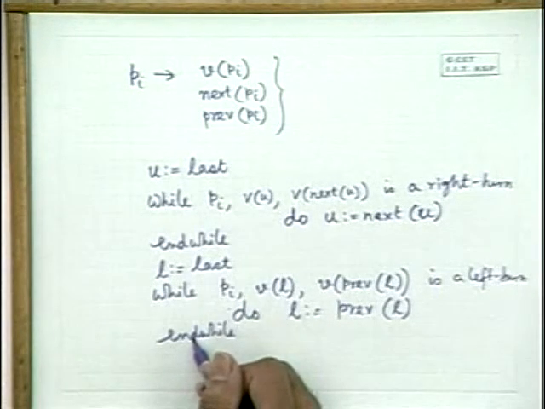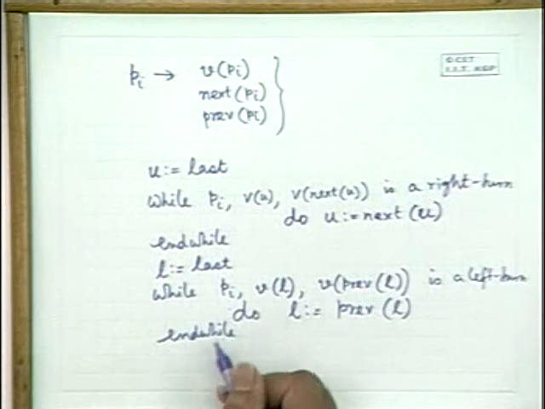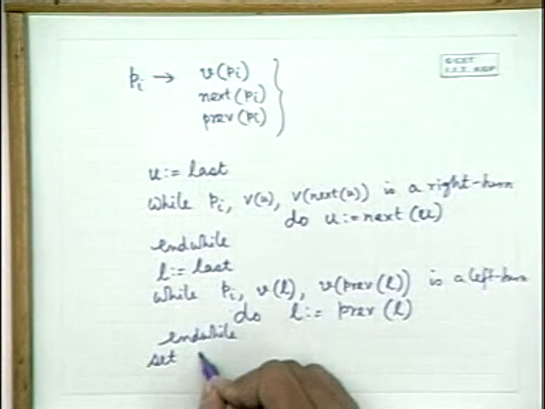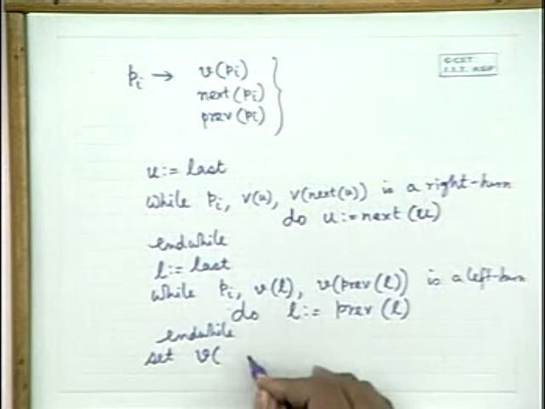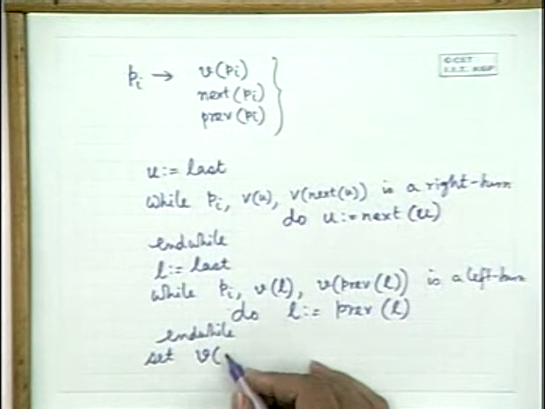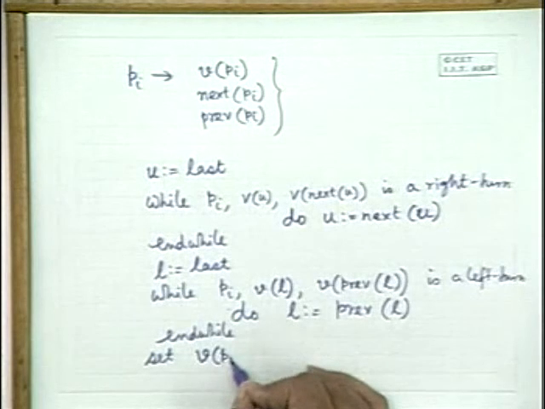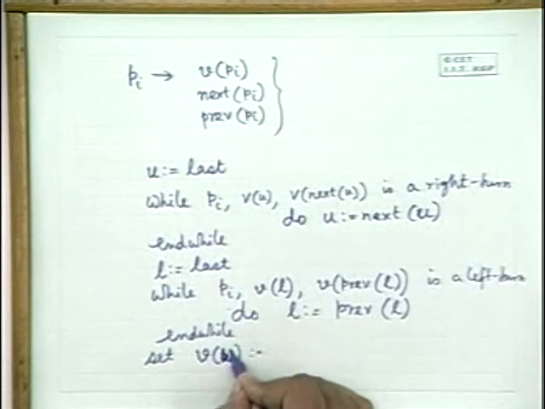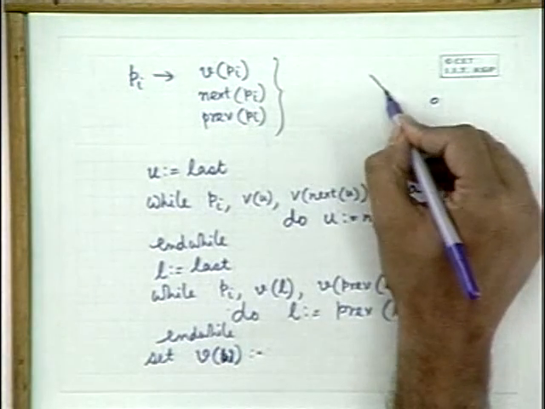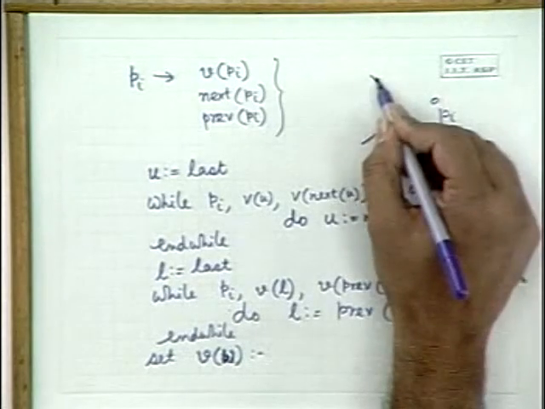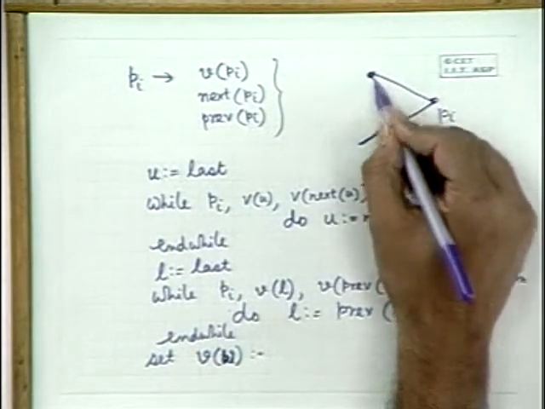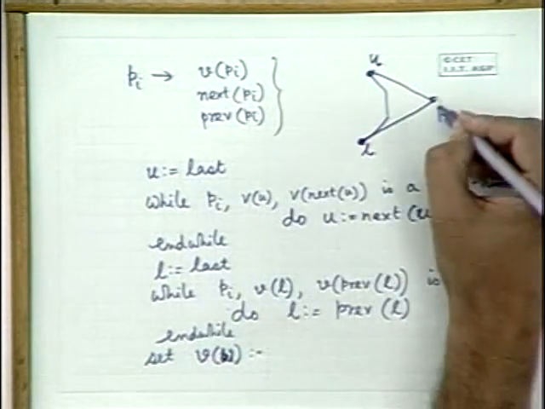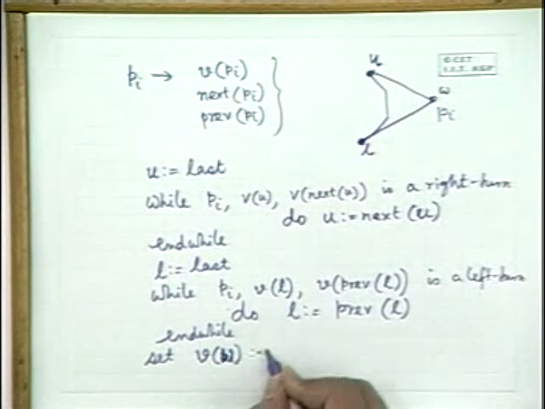Once you have found this, you have to set those two edges. So my configuration is here. I have updated this. This is my pi. I have determined these 2 points: this is u, this will be your L, and this I am assuming as w. So v of w is equal to pi.